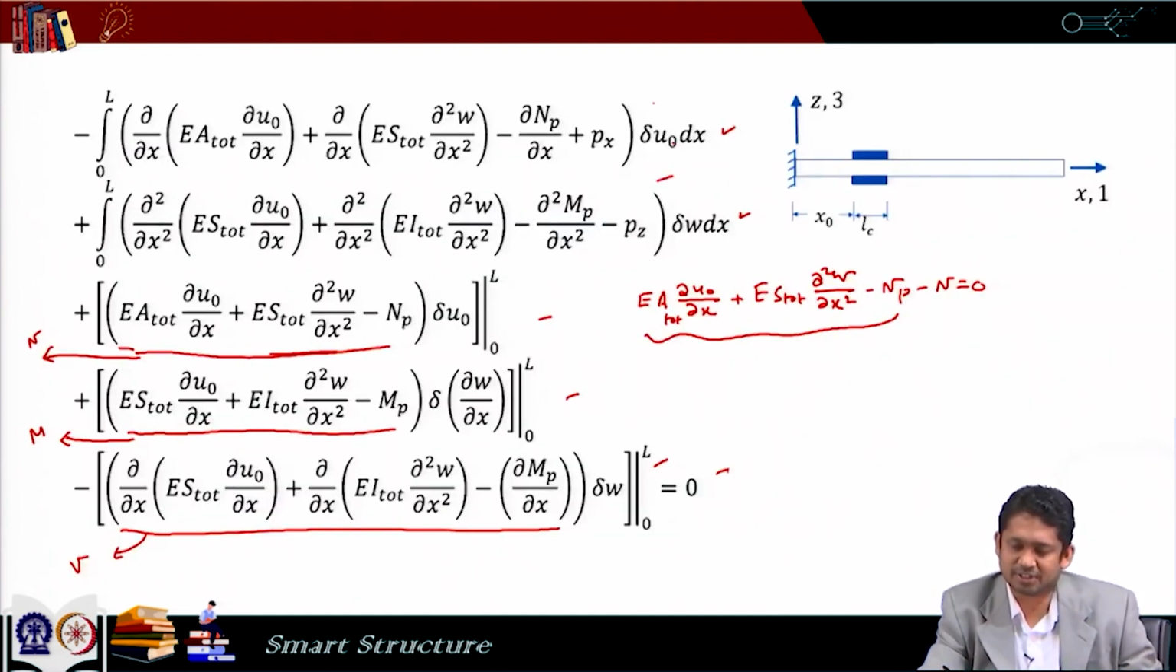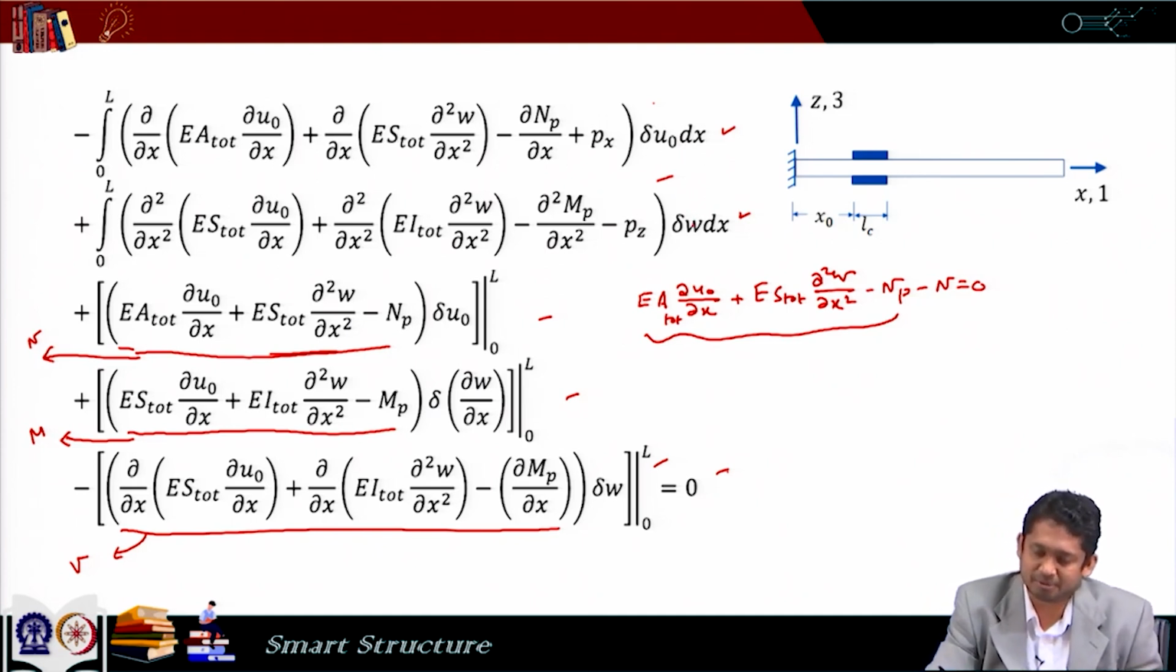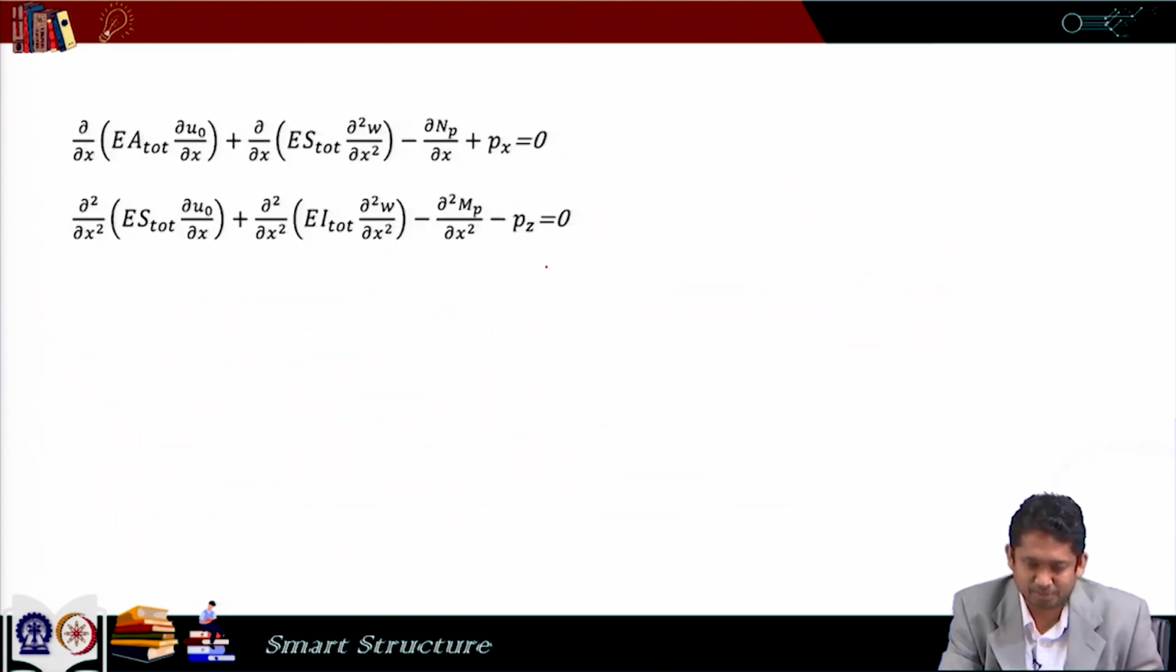And again we know that delta u 0 and del w are independent and arbitrary variation, which tells me that these integrands must be individually 0. And from that same argument we can say that this is our one governing differential equation and this is our other governing differential equation. So, we get the governing differential equations in a different form now.